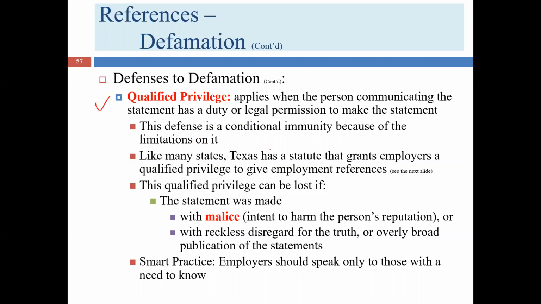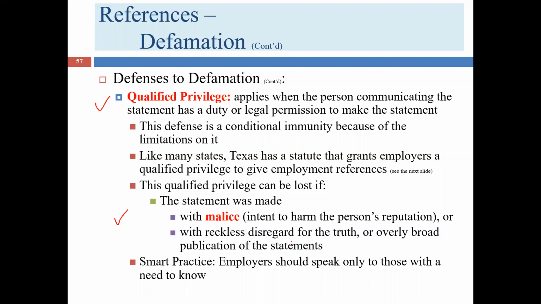And so we'll look at that statute in just a second. But it's important to keep in mind that it is only a qualified privilege. It's not an absolute privilege. The privilege can be lost if the statement was made with malice. And again, this is a defined term. So put this on your Quizlet. Malice in this context means intent to harm the person's reputation, or this is the more likely category, with reckless disregard for the truth or overly broad publication of the statements.